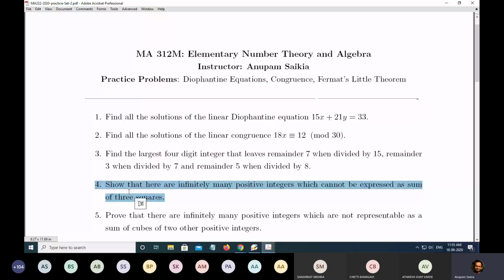Anyway, sum of 2 squares do not cover all the integers. In fact, sum of 3 squares also do not cover all integers. But sum of 4 squares cover all. Any integer you take, you should be able to write it as sum of 4 squares of integers. That is a famous theorem by Legendre.